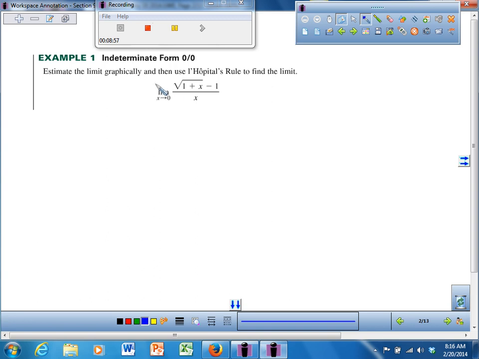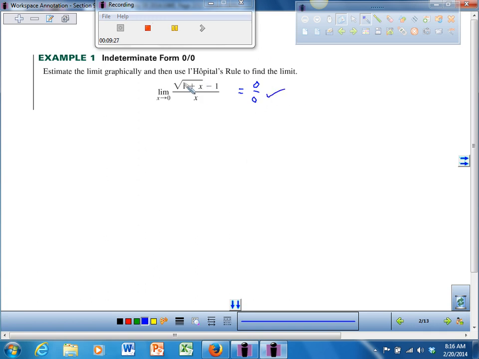Estimate the limit graphically, then use L'Hopital's rule to find the limit. So when it says estimate the limit graphically, what do we do? Put it in your calculator and see what the function is approaching as x gets closer and closer to 0. We don't have to do that part right now. I just wanted to remind us what we would do graphically. Now, when I evaluate this limit, I plug in 0, and what do I get? I get 0 over 0. Check. That means we can use our L'Hopital.